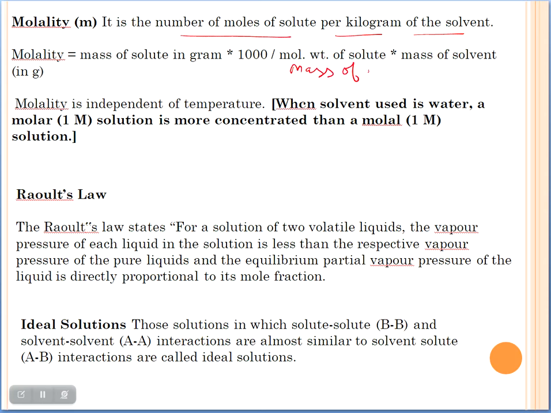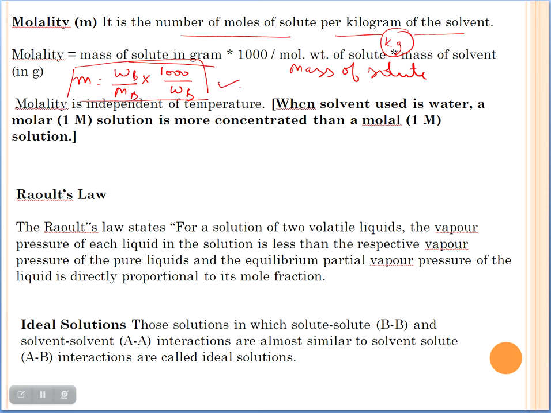Mass of solute will be given in kg, kilogram. So mass of solute in gram upon molar weight of solute, we can write like this: small m is equal to WB upon molar mass of solute, times 1000 upon weight of solvent. This will be the formula for the numericals.